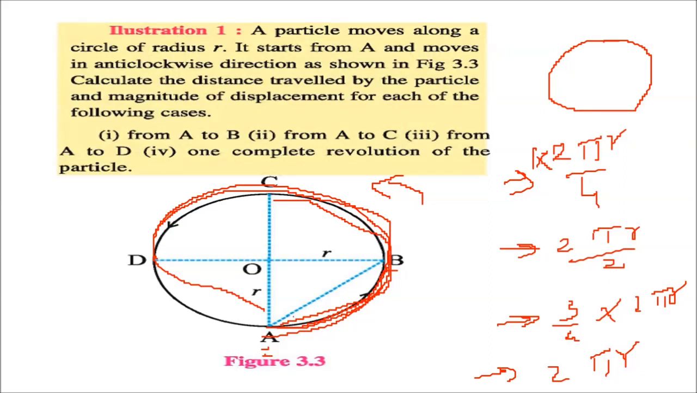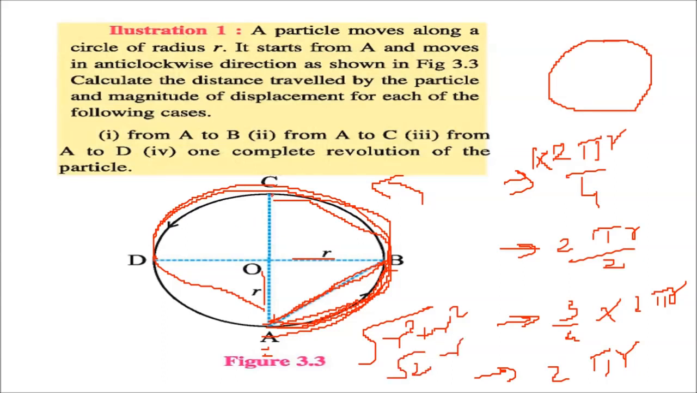Let us now find the displacement from A to B. The displacement is this one, not this one, but this one. So this is r square, and this is r square. We'll use the Pythagoras theorem, under root r square plus r square. This will give you under root 2 r.